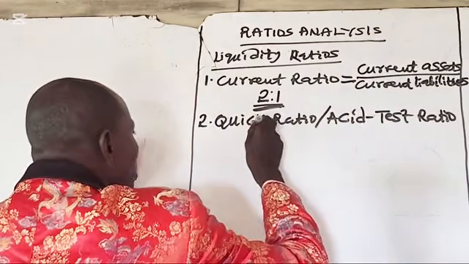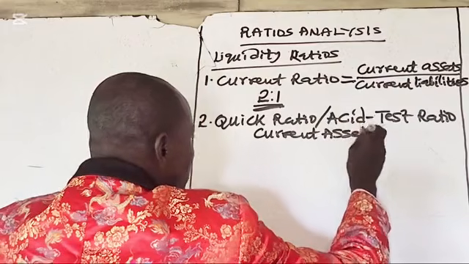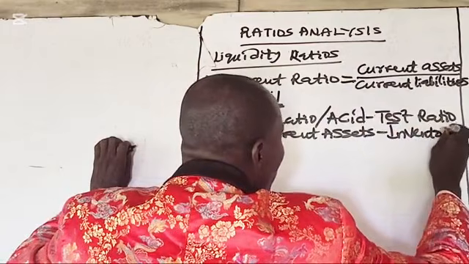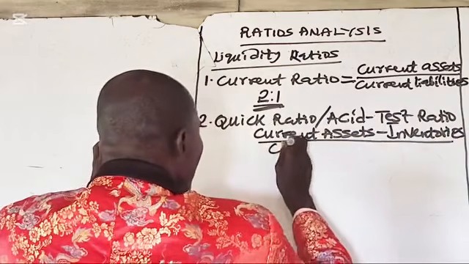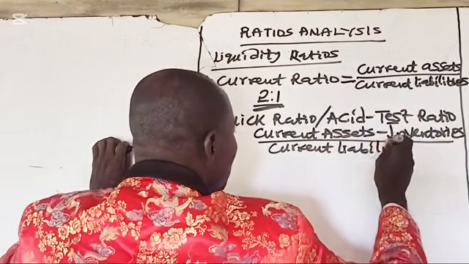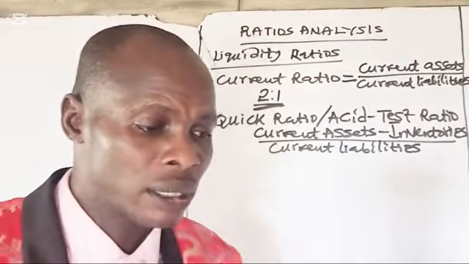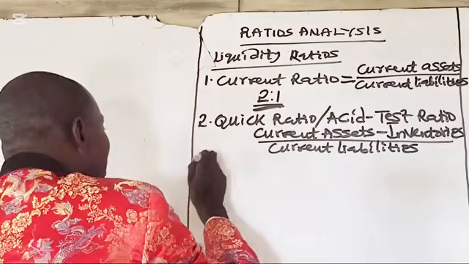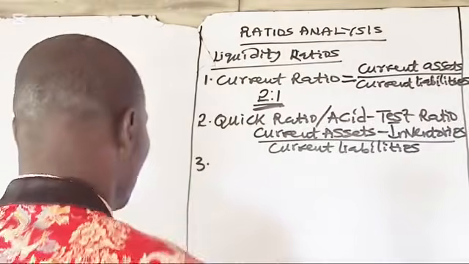So quick ratio is current assets minus inventories over current liabilities. Current assets minus inventories over current liabilities. That is quick ratio. The third ratio we shall examine under this category of ratio is cash ratio.